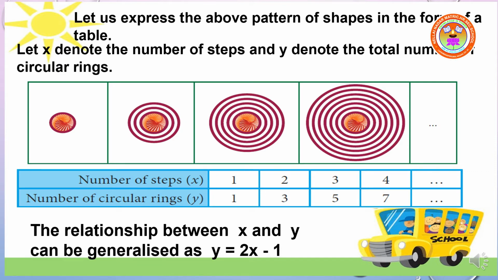So, in the place of X, if I substitute the first step, 1, what will happen to the value of Y? 2 into 1, so 2 minus 1, that will be equal to 1. So, if I substitute the value of X, I get the corresponding Y value. Okay. So, this is the relation between X and Y.